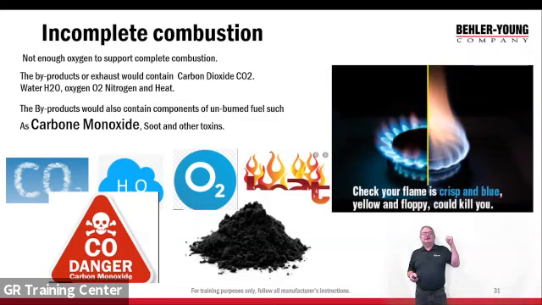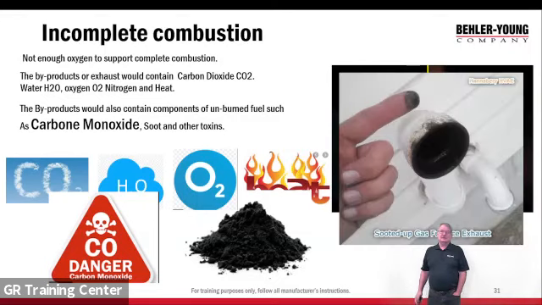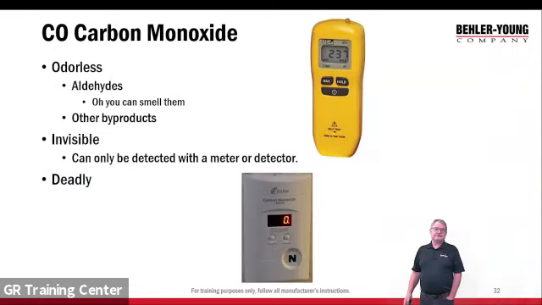So with incomplete combustion, we still get the CO2, the water, nitrogen, heat, but we also get carbon monoxide and some other burned-up byproducts, such as soot or carbon. If you look at this picture over my head, this is the 90% furnace exhaust, and you can see the black sooty stuff on it. This thing was not burning clean, so it was producing carbon monoxide.